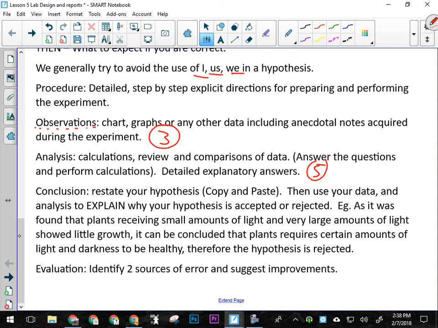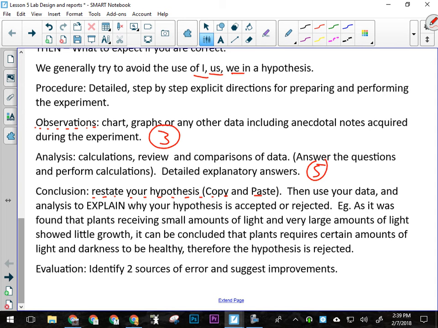After the analysis will come your conclusion. The first thing you do in your conclusion is restate your hypothesis, which basically just means copy and paste it. Go back up to the start of the report, copy it, paste it back down in there. And then you have to tell me whether your data and analysis support your hypothesis or don't.